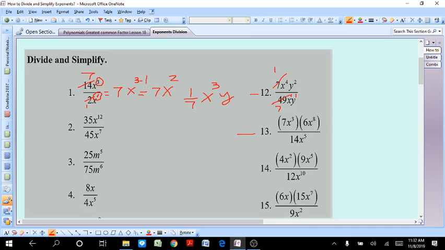Let's look at number 13. 7 times 6 is 42. 42 divided by 14 is 3. So we have 3. Then we have 3, x raised to the power 3, x raised to the power 8. We add them together. This is x to the 11th. And then in the denominator, we have 5 would be minus 5. This is how we divide and simplify exponents. So this is 3x to the 6th.